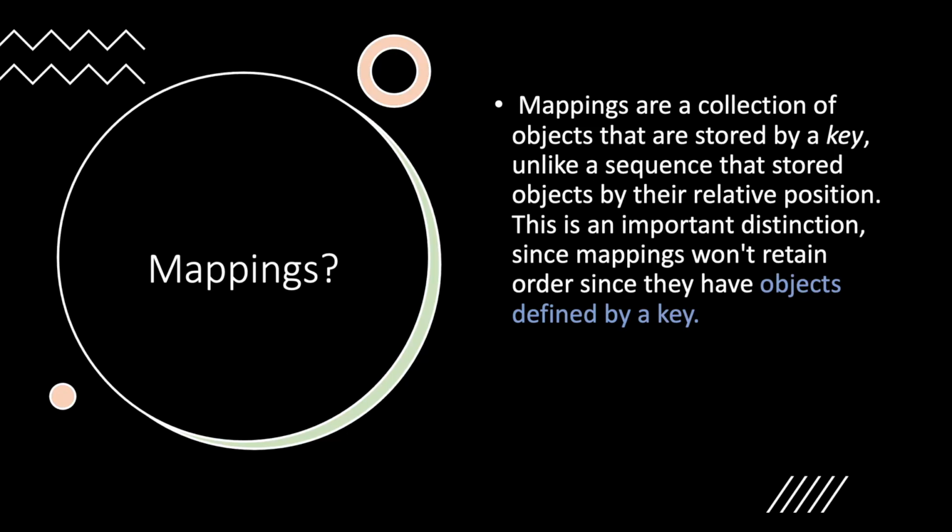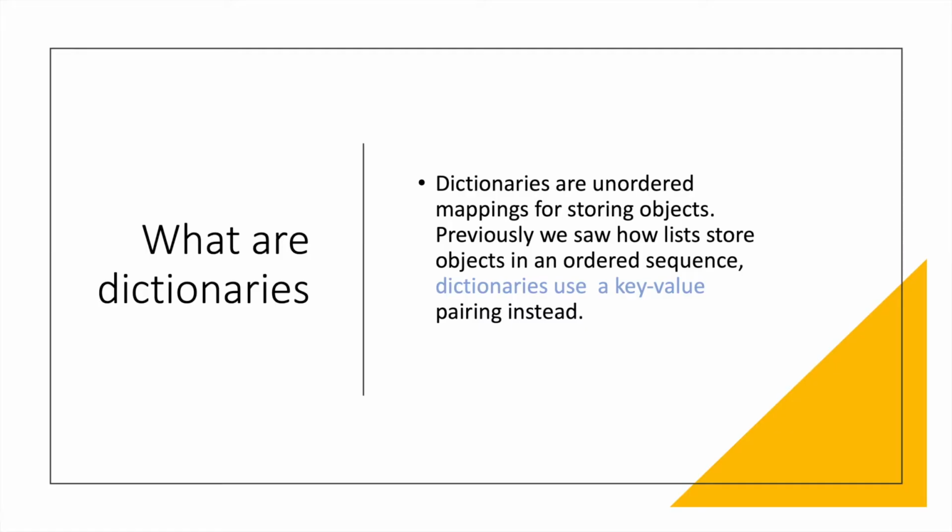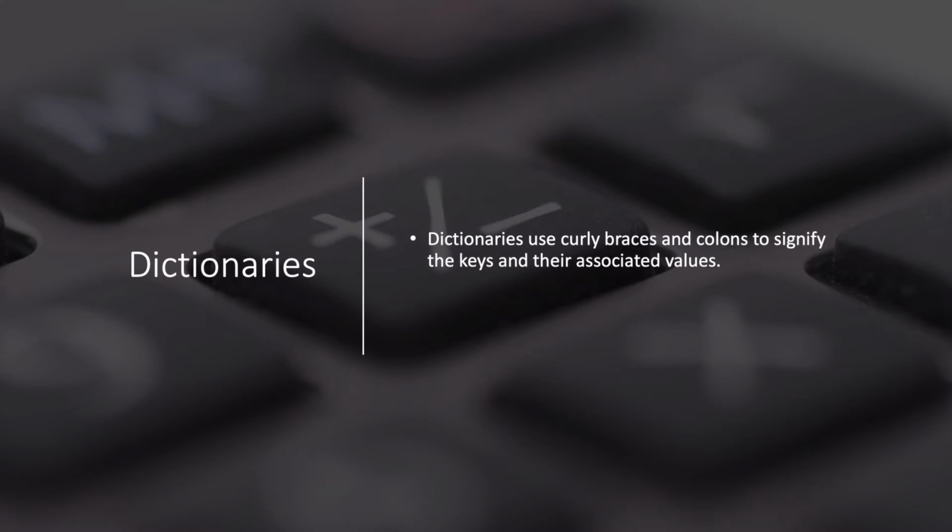What are mappings? Mappings are a collection of objects that are stored by a key. What are dictionaries? Dictionaries are an unordered mapping for storing objects. Dictionaries are key-value pairs, and they use curly braces and colons to signify the key and its associated value.